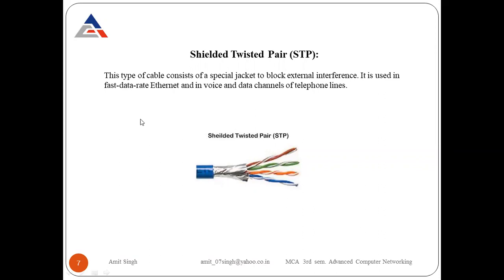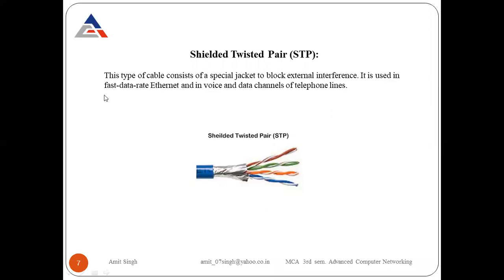This is the difference. This type of cable consists of a special jacket to block the external interference, and this silver one is called the jacket or covering, you can say. And what is the purpose of this jacket? To block the external interference, to block the attenuation, to block the external noise. This jacket can prevent the twisted pair cables from the external noise. If the external noise is not mixed with these wires, automatically the signals remain the same.